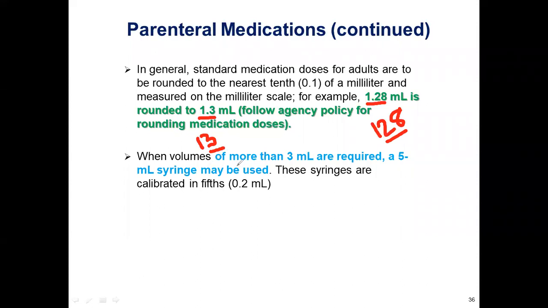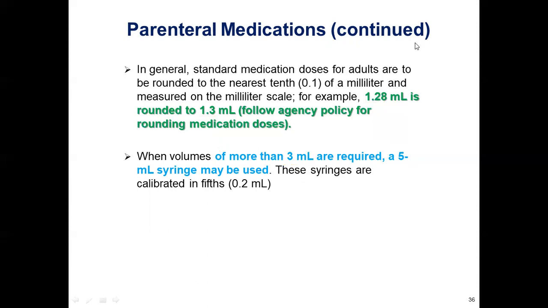So when a volume of more than 3 ml is required, we always prefer to use 5 ml syringes. So for 3 ml of medication, don't use the 3 ml syringe. Better to use the 5 ml syringe.